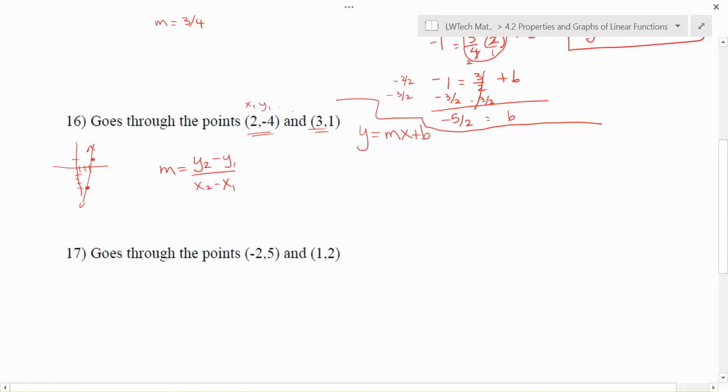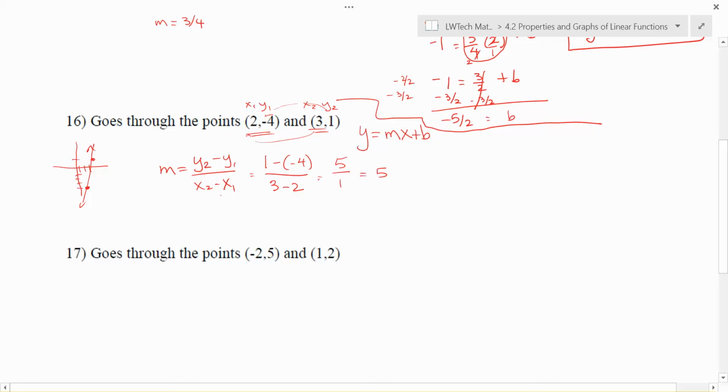Here's our first point, x1, y1. Here's our second point, x2, y2. Plugging that in the formula, we're going to end up with 1 minus negative 4 in the numerator. And in the denominator, we're going to have 3 minus 2. When we simplify that, that gives us 5 over 1, which we can just write as 5.